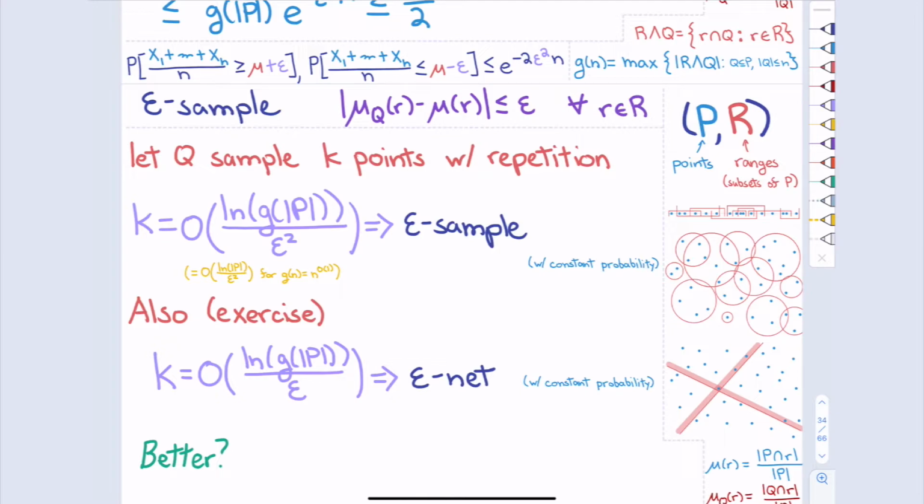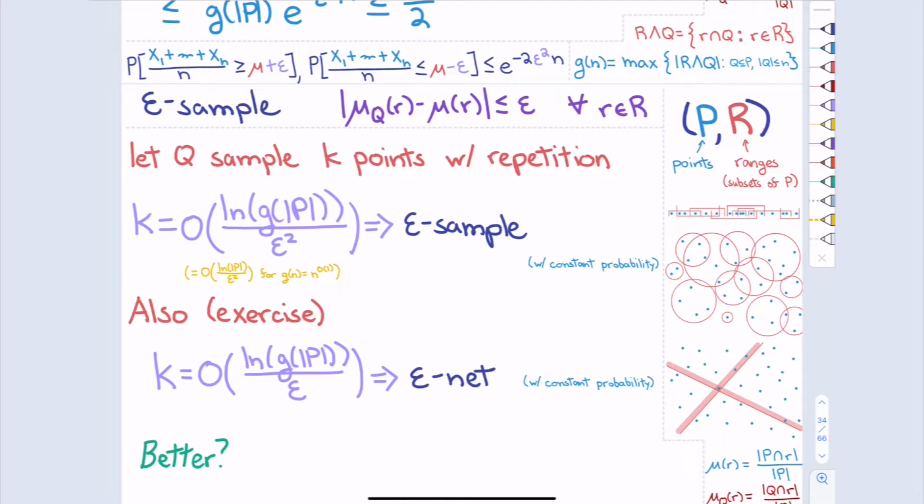That was really just applying the additive Chernoff bound. Otherwise, the growth is just a stronger assumption. You can also show directly that if you wanted an epsilon net, then the log of growth divided by epsilon instead of epsilon squared will suffice. I left that as an exercise because it's not too tough to do. Okay. All right, so now the question is, can we do better? Okay, nothing too exciting has happened so far.